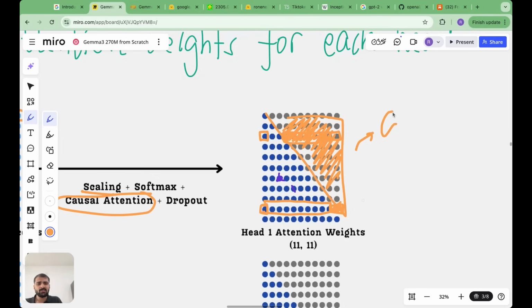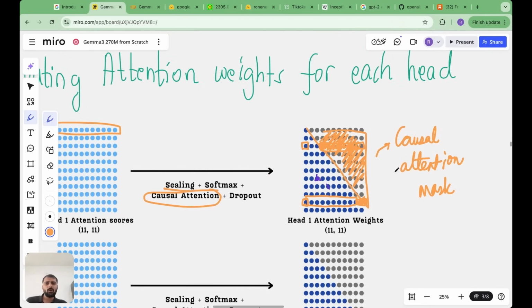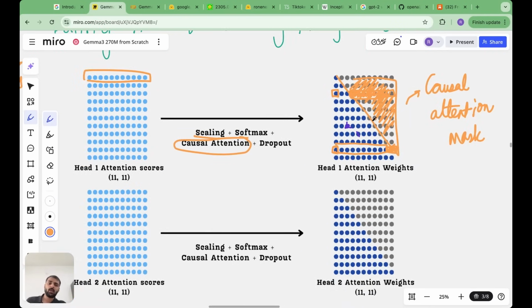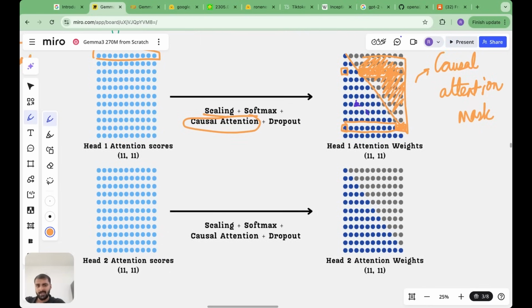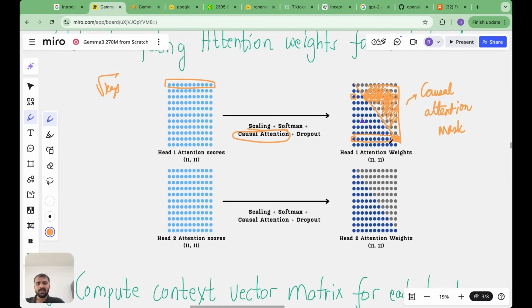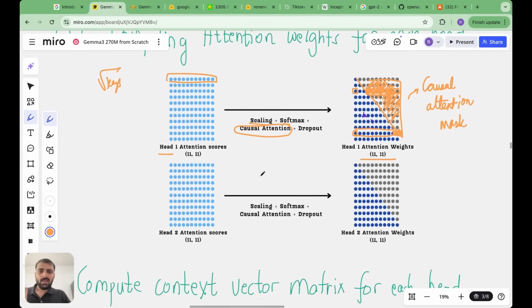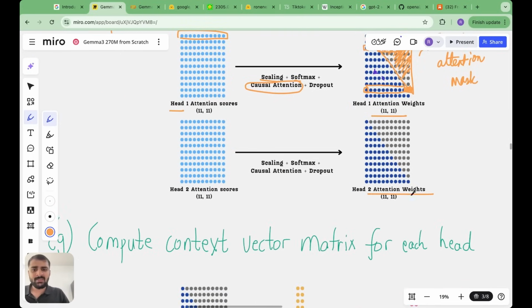This is called the causal attention mask. So all the gray dots are essentially put to 0 because I cannot peep into the future. So for a given token, I only need to calculate the attention scores with respect to tokens which come before that token, right? So I get this attention weights matrix now with respect to head number 1, and I also get this attention weights matrix now with respect to head number 2.